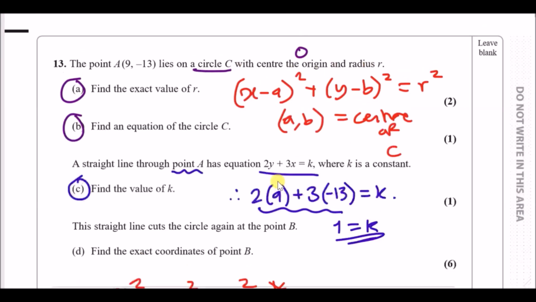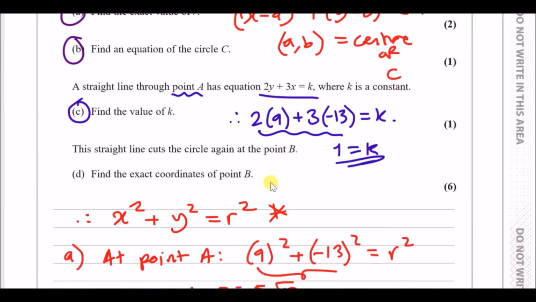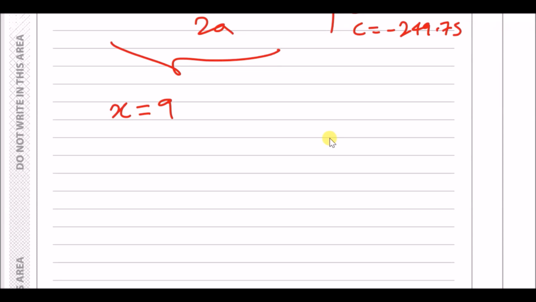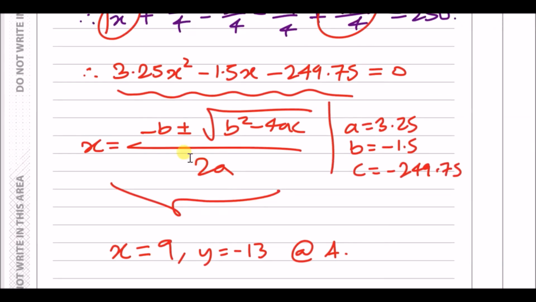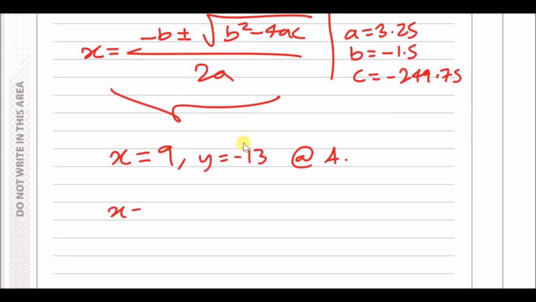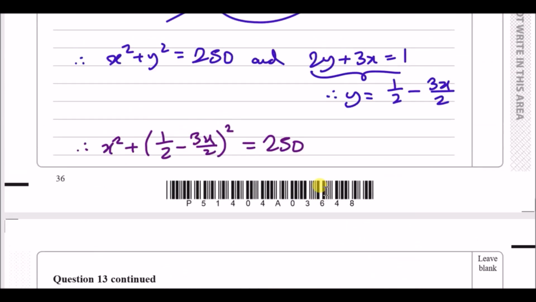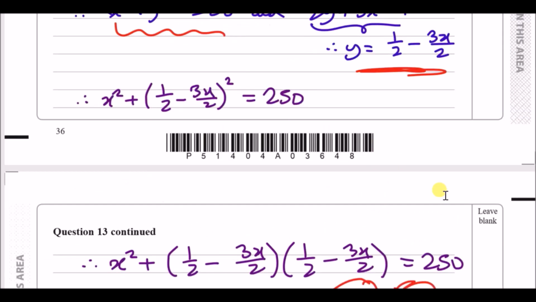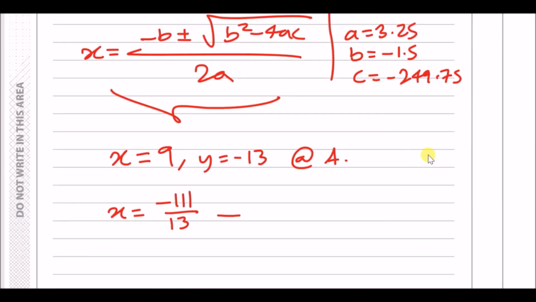Because if you remember, at point A, we know the x coordinate is 9. So when you plug in 9 into any equation, into the circle or the curve, you can end up with y equals minus 13, which is at point A. Now, if you put the negative value, you're going to get x equals this kind of weird fraction, minus 111 over 13. And when you plug this into any equation you got, so in this case, I decided to plug into here. You could also plug into here, but then you have to make y the subject, which is unnecessary.